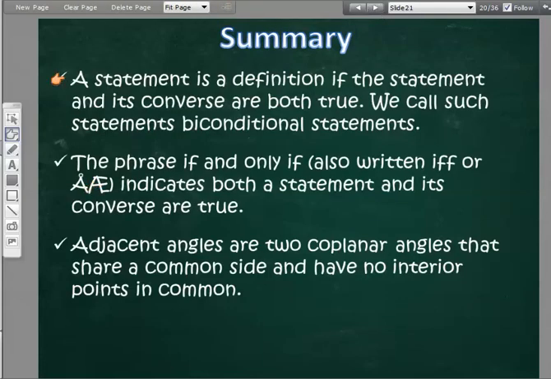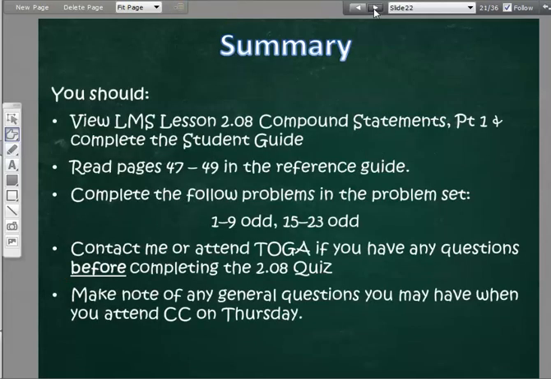What we talked about in this lesson today is that a statement is a definition if the statement and its converse are both true. We call such statements biconditional statements. The phrase if and only if, also written IFF, indicates both a statement and its converse are true. And then you have adjacent angles, or two coplanar angles that share a common side and have no interior points in common.